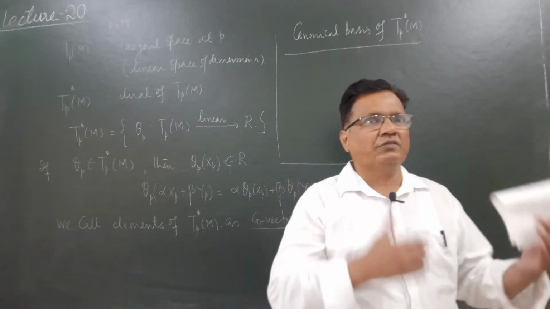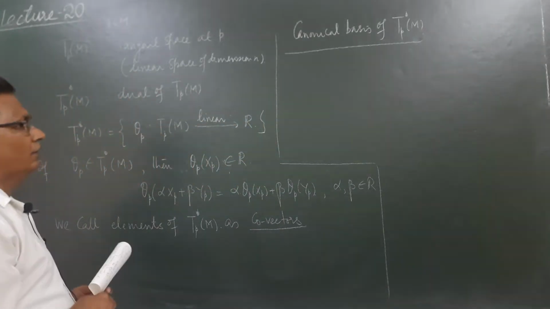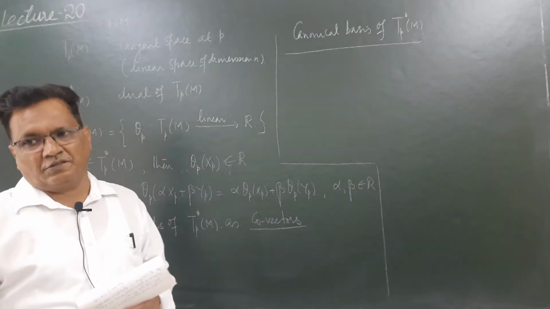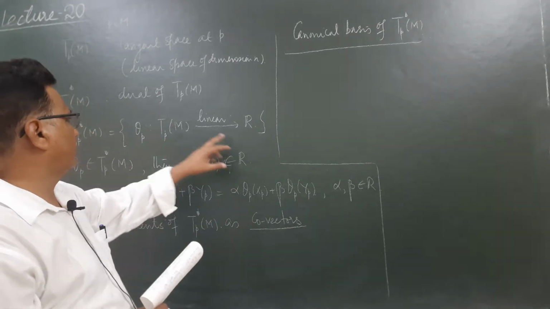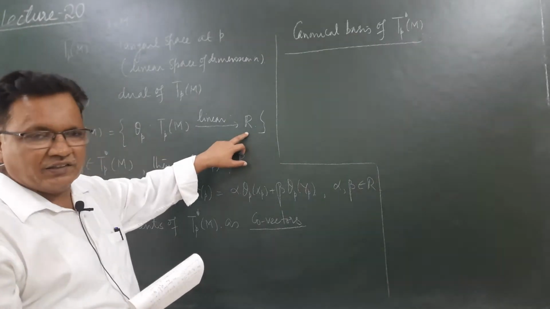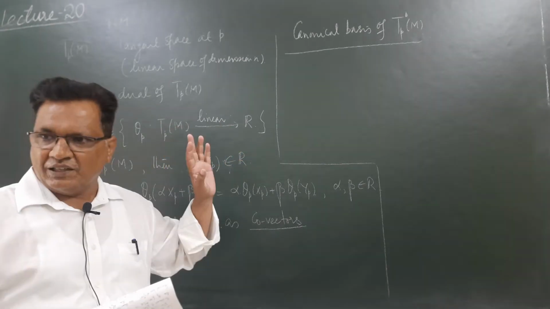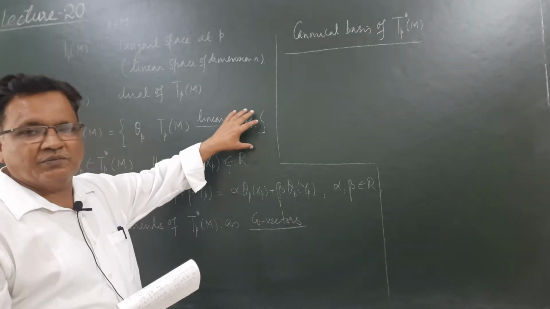So you have to think of maps. They are maps which are taking the vector from TPM and sending it to R. चूँकि TPM रियल वेक्टर स्पेस है, तो यहाँ पे हमने फील्ड R ही रखी. अगर आप कोई कॉम्प्लेक्स मैनीफोल्ड में काम कर रहे होते तो फील्ड हम C लेते.